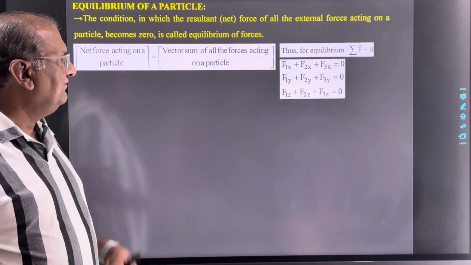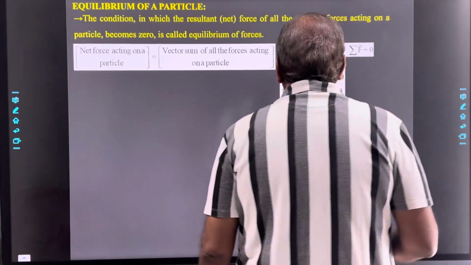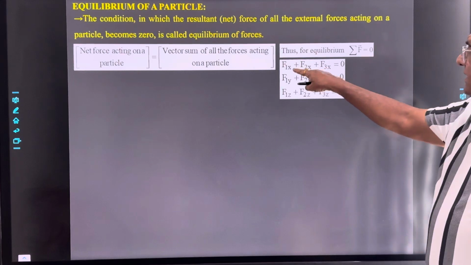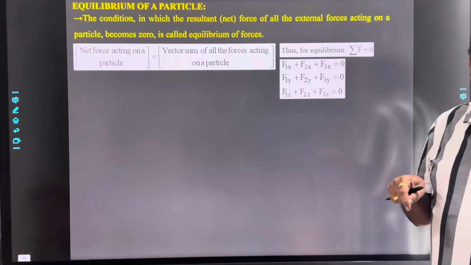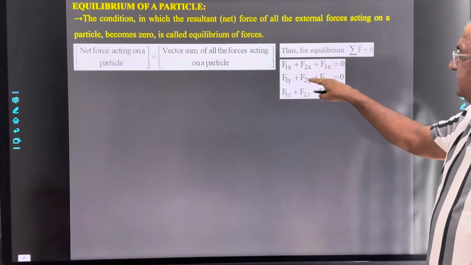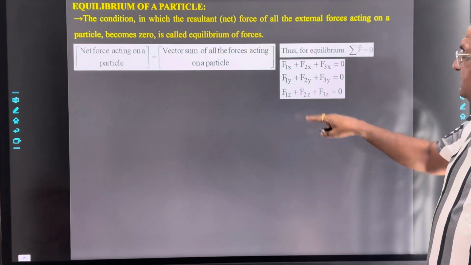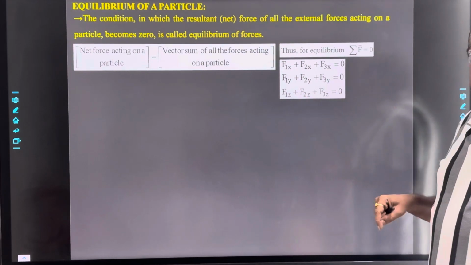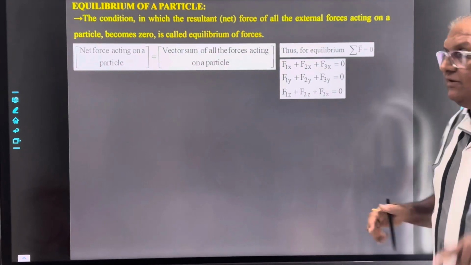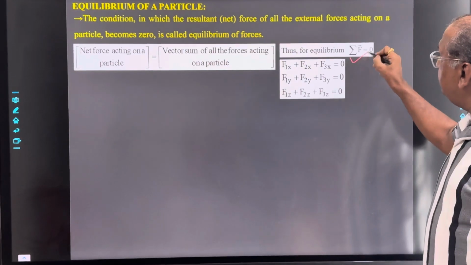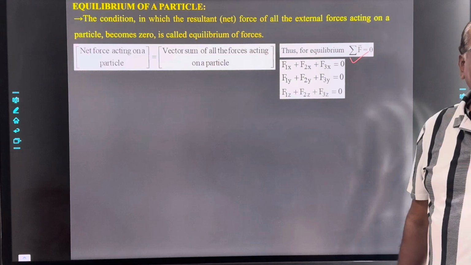Suppose we consider three forces acting, then in that particular case, the summation of the x components of all the forces should be equal to 0. The summation of the y components of all the forces should be equal to 0, and the summation of the z components of all the forces should be equal to 0. Then and only then will the vector summation of all these forces come to 0, otherwise not.